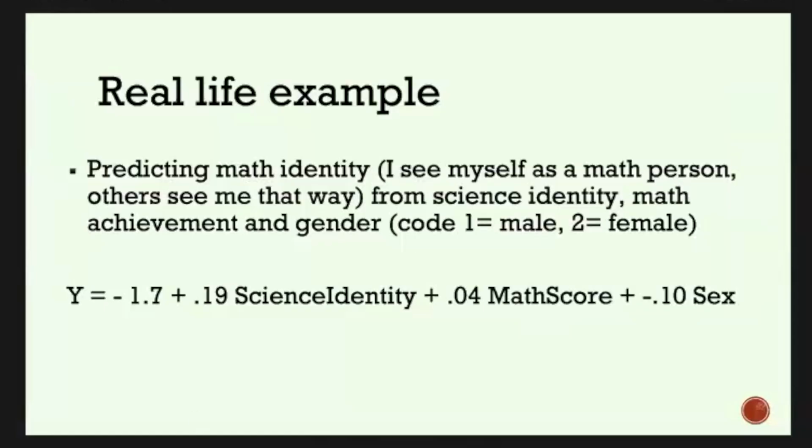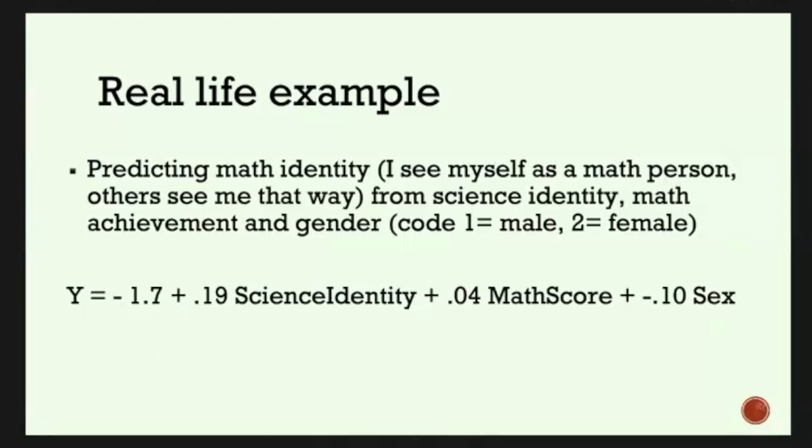All right. So let's take a real life example from a very large data set, High School and Beyond. I am predicting math identity. Math identity is a scale where there are questions like, I see myself as a math person. Other people see me as a math person. And the predictors I'm going to use are science identity, as you might guess. That has questions like, I see myself as a science person. I really like science. I think I'll go into science. Math achievement, which is a standardized test that was normed to a mean of 50, and then gender. And the gender was coded 1 = male, 2 = female.